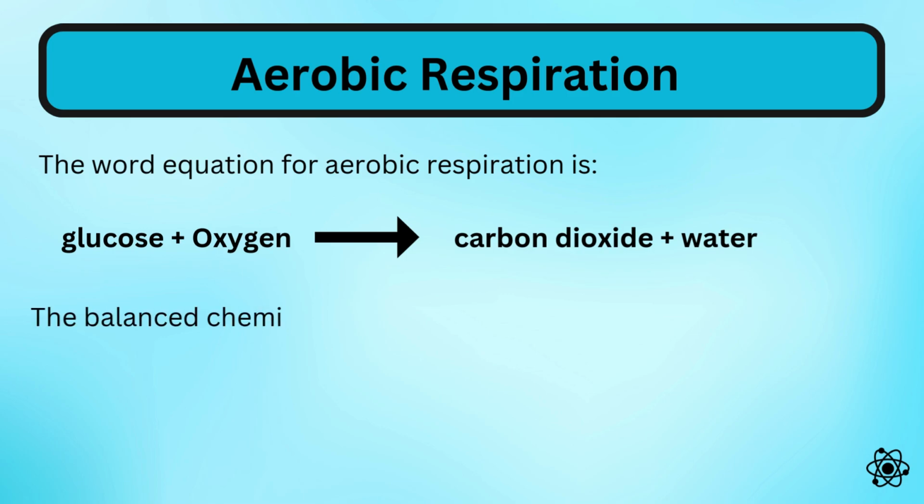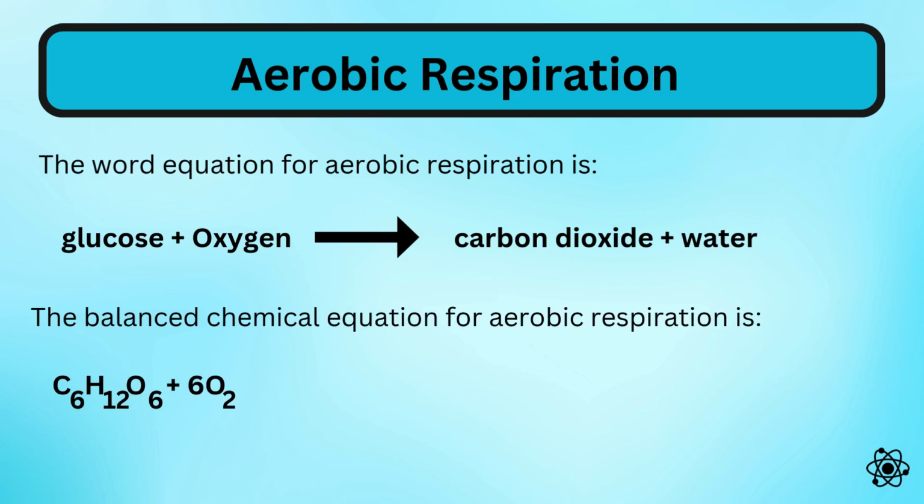The balanced chemical equation for aerobic respiration is C6H12O6 and 6O2 to give 6CO2 and 6H2O.